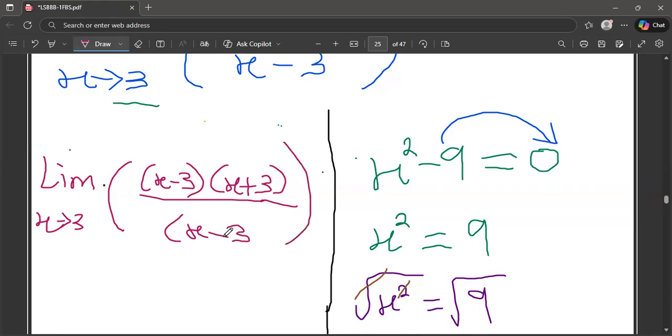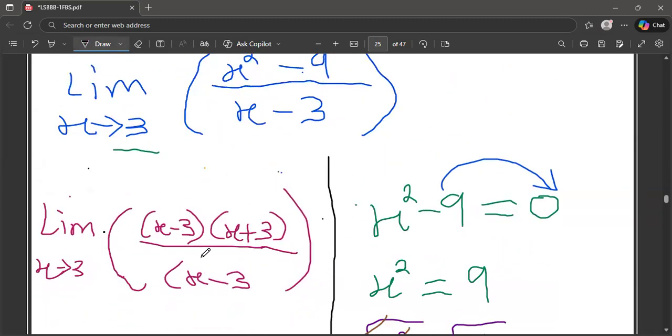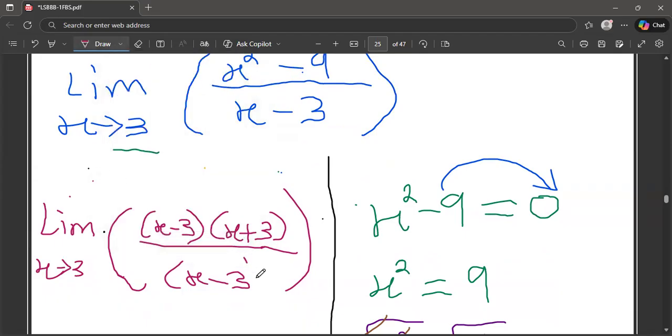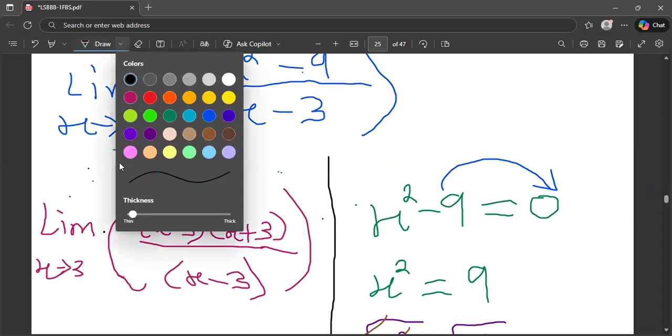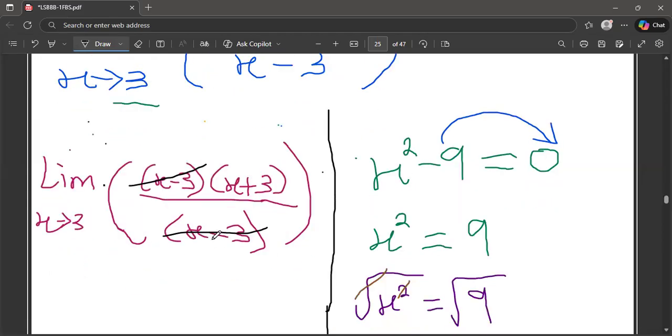So what do we do at the end of the day? It means that we can let one cancel one, because the rule says we must never get 0. So over here you see that we can let this bracket cancel this bracket. Can you see what I'm saying? We will let this bracket cancel this bracket.